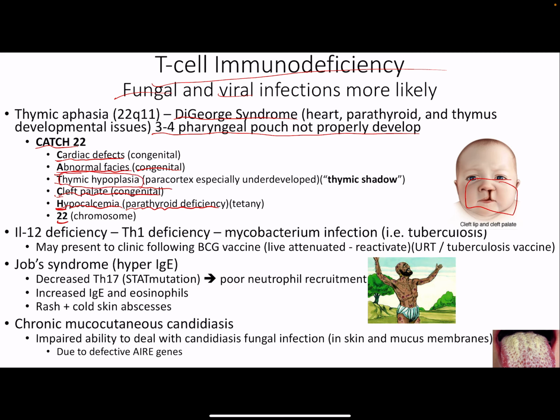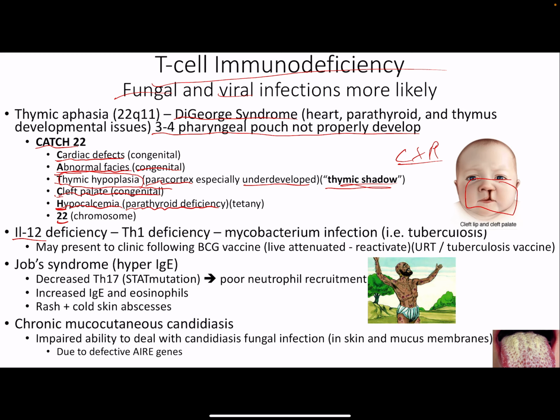So we don't have a thymus. So way back when, remember we said that you have the paracortex of your lymph node. If you get sick, you get swollen lymph nodes. That's your paracortex being enlarged. But it's the paracortex that is underdeveloped if you have DiGeorge syndrome. So sometimes they'll say a thymic shadow, and that's because when they do a chest X-ray, CXR, there's a shadow where the thymus should be, right around in your chest region.